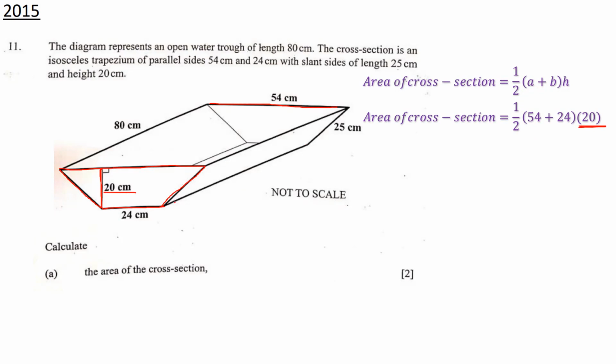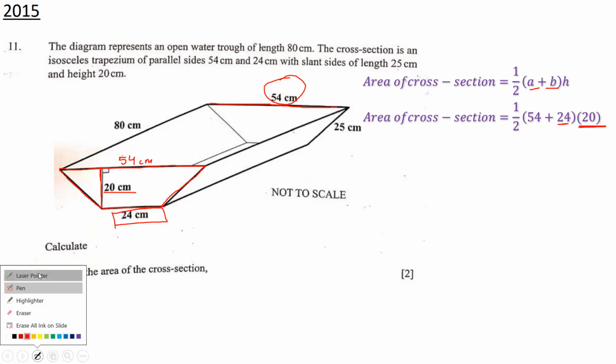We also need A and we also need B. B is going to be the base, so that's this one, 24 centimeters. That's why we have 24 here. And A is going to be the length of the top part, which is 54 centimeters, because if this is 54, then this part is also 54. So 20 centimeters is the height, 24 is the length for B, and 54 is the length for A.